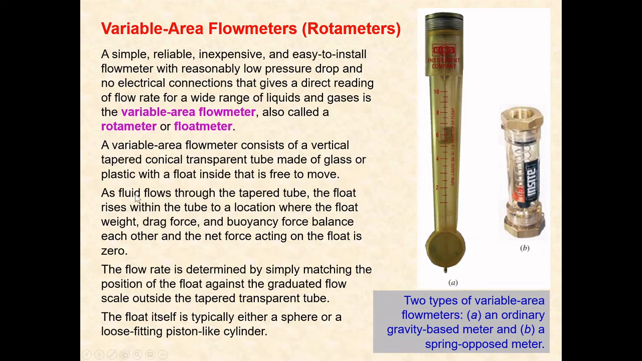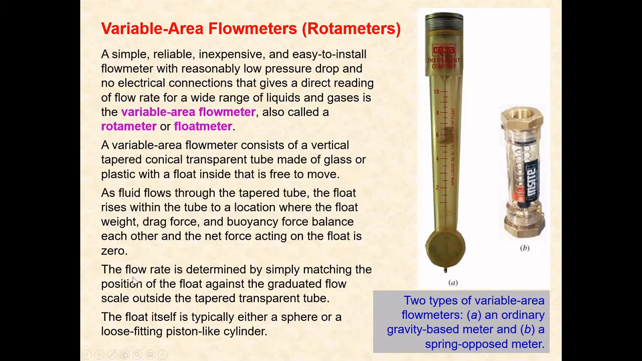As fluid flows through the taper tube, the float rises. The flow comes from the bottom going up, so this float will rise within the tube to a location where the float's weight, drag force, and buoyancy force balance each other, and the net force acting on the float is 0. So when the water flows from bottom up, this float will rise, and the place where it stopped, that's where you take the reading, and it is the balance between the weight of the float, the drag force, and also the buoyancy force.